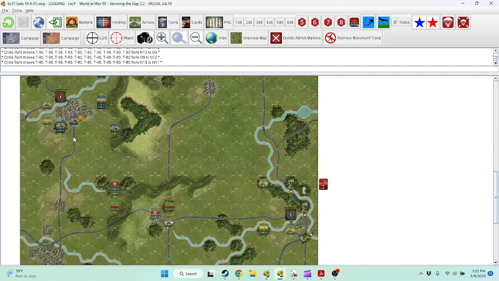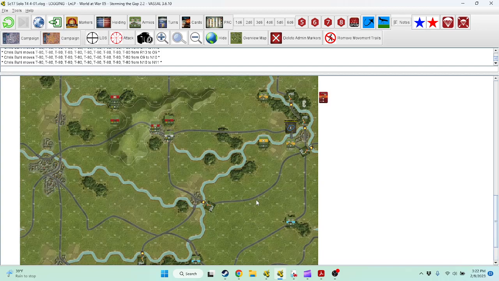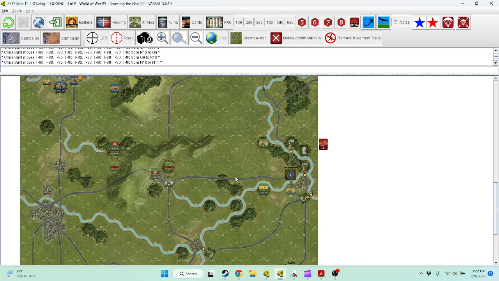And the Americans are trying to defend this bridge. Here's another defensive line the Americans have set up. And they're also trying to defend this bridge and finally this bridge. The Soviets have a major victory if they capture all three of those bridges and a minor victory if they capture only two of them.